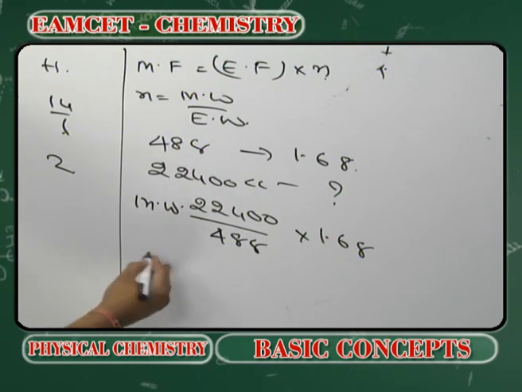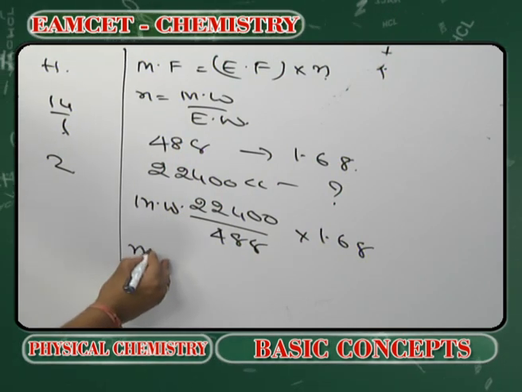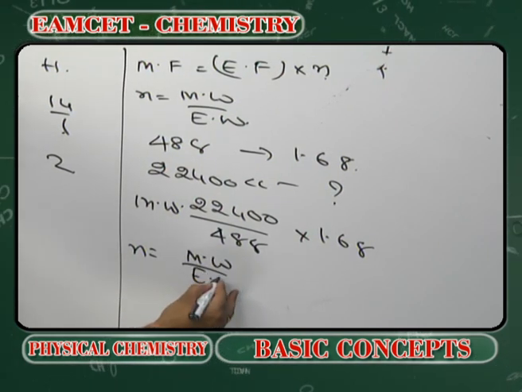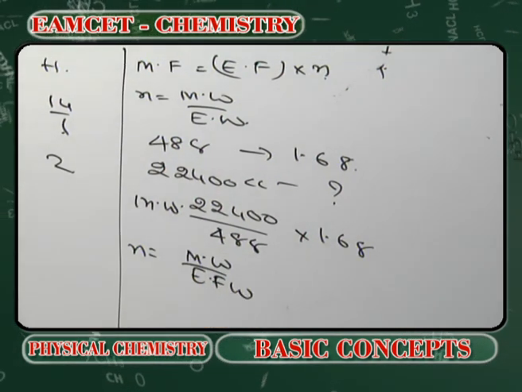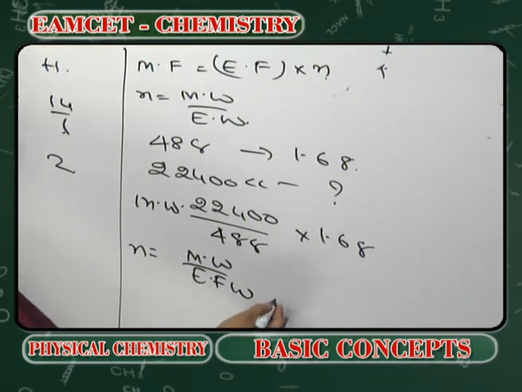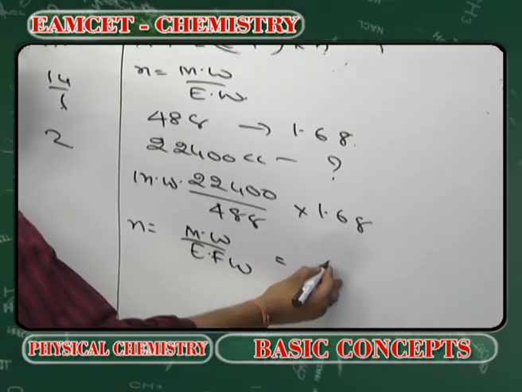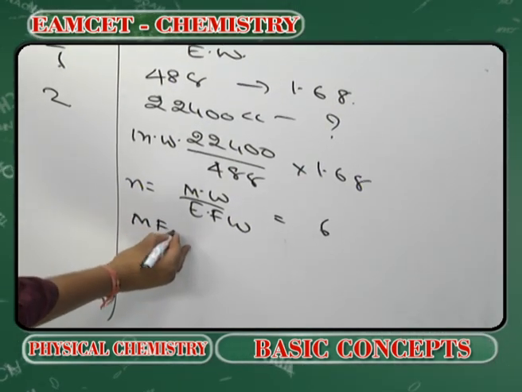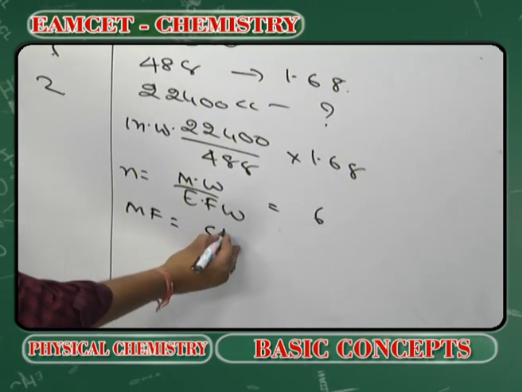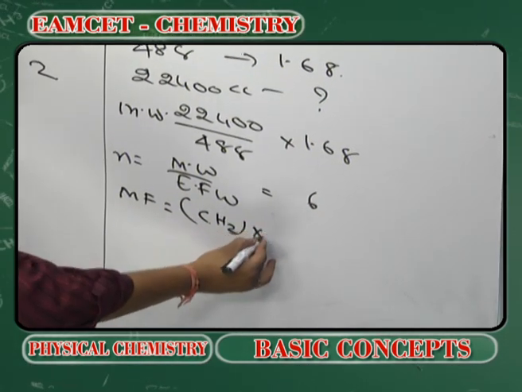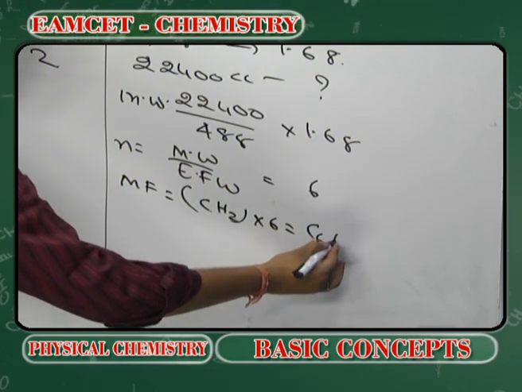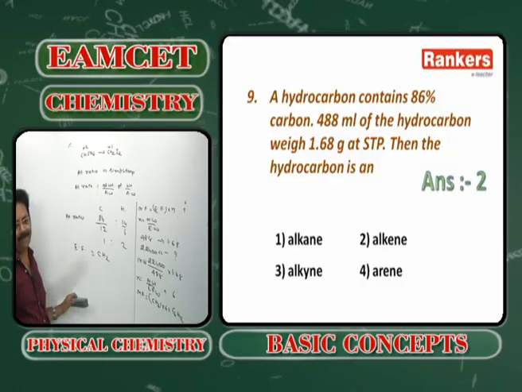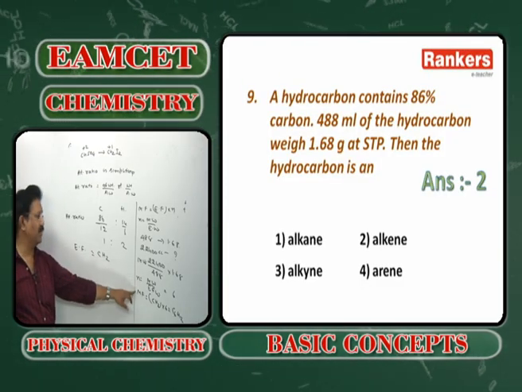So N is equal to molecular weight divided by empirical formula weight. What is the empirical formula weight? 14. We'll get the answer as 6. Then molecular formula will be CH2 into 6. It will be C6H12. So the compound must be alkene. The hydrocarbon must be alkene.